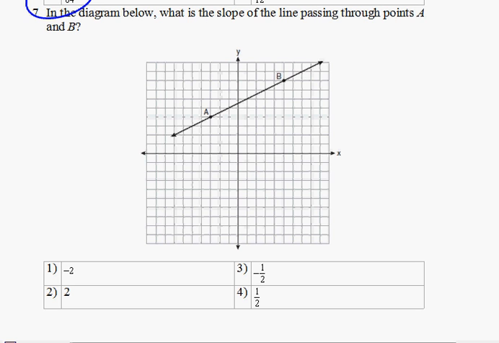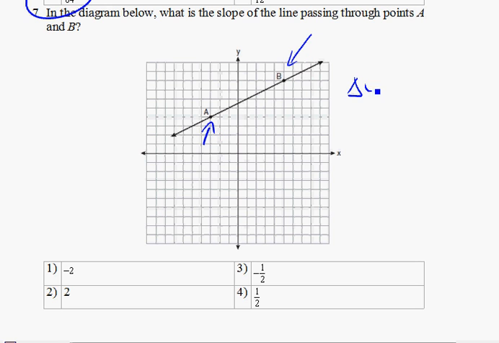Okay, and we're back. Question number 7. Trying to find the slope of this line. They give you 2 points. If they don't give you 2 points, just choose 2 points on the line and count the boxes. Go from left all the way down to right.